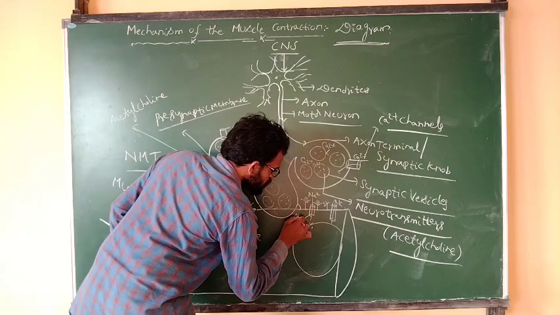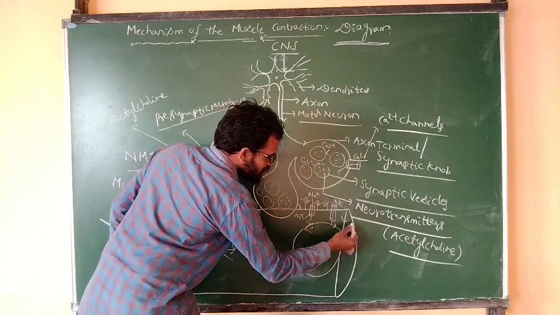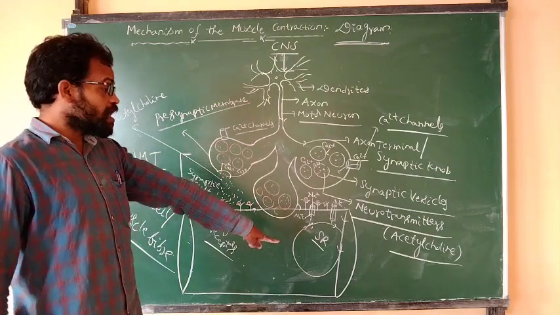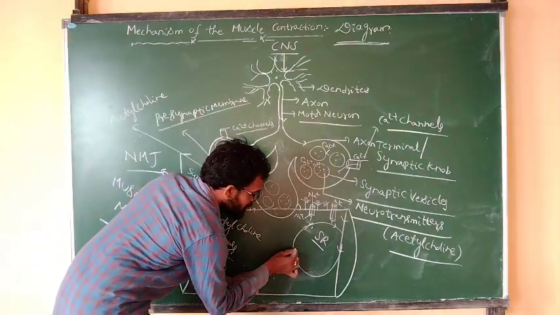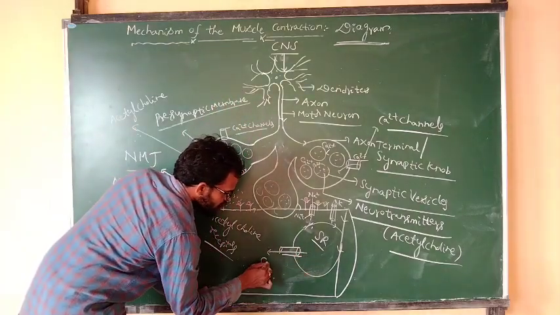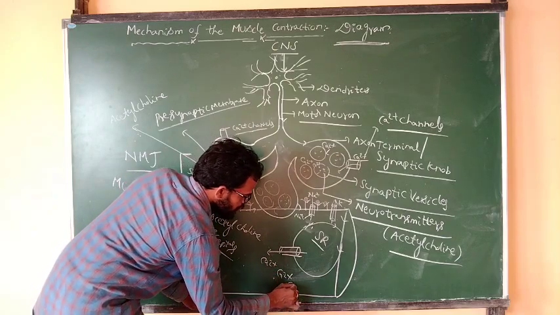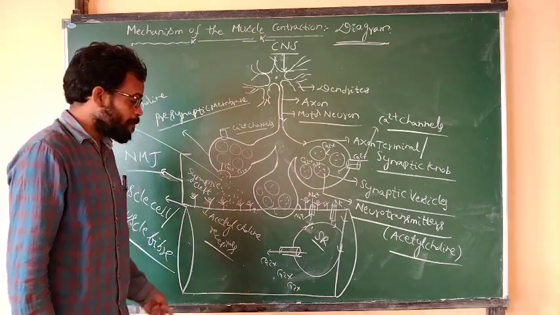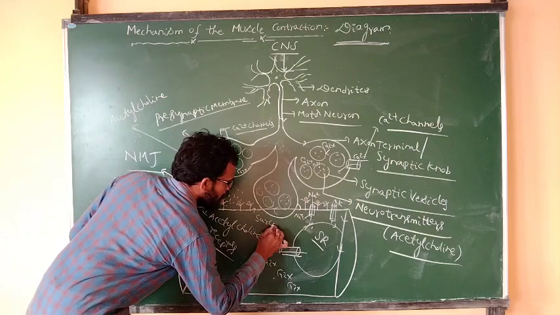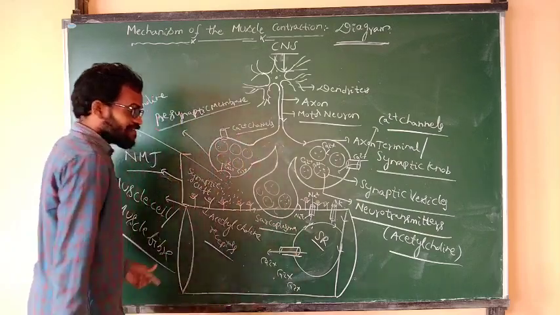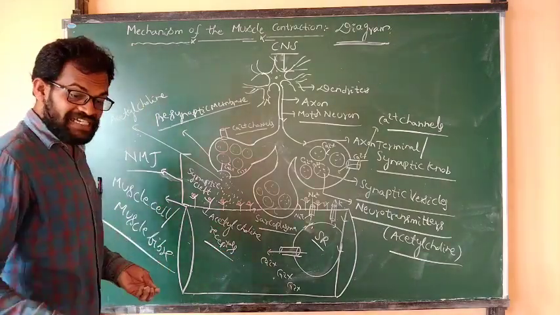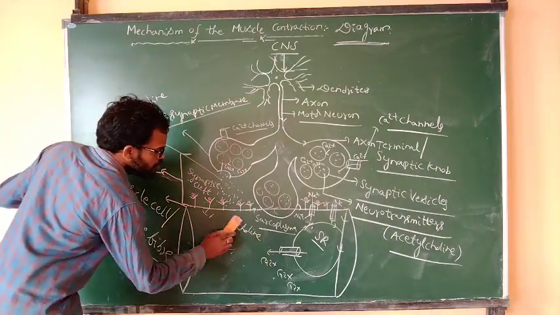Whenever the action potential is generated, the signals travel into the sarcoplasmic reticulum. The sarcoplasmic reticulum consists of calcium channels. Whenever the calcium channels are open, the calcium ions move into the sarcoplasm, and the calcium concentration in the sarcoplasm increases.